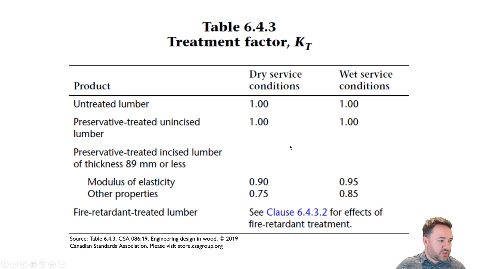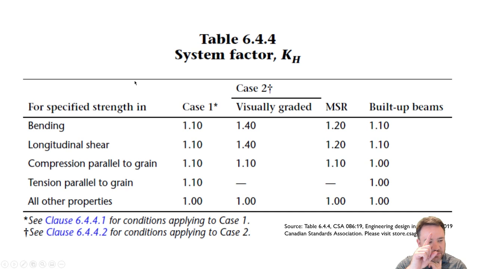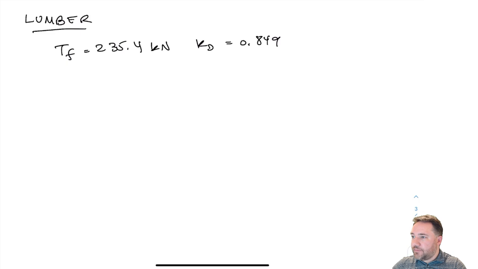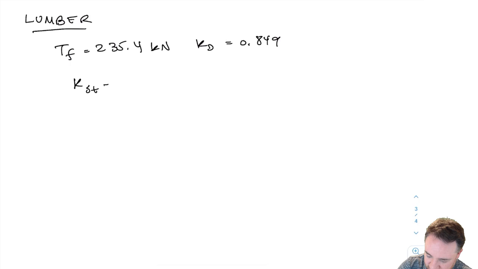As far as treatment factor goes, we said it's treated but unincised. So that factor is going to be 1, so that's not going to affect my strength. And size condition we'll talk about in a minute. And KH, which is our system factor, we only have one member that we're designing, so the member is all by itself, which means it doesn't satisfy case 1 or case 2. And so that means that KH equals 1. Okay, so the only thing I have potentially modifying my design is KST, the service condition factor, which is going to equal 1.0 or 0.84, depending on if it's a big member or a small member, which we don't know yet.